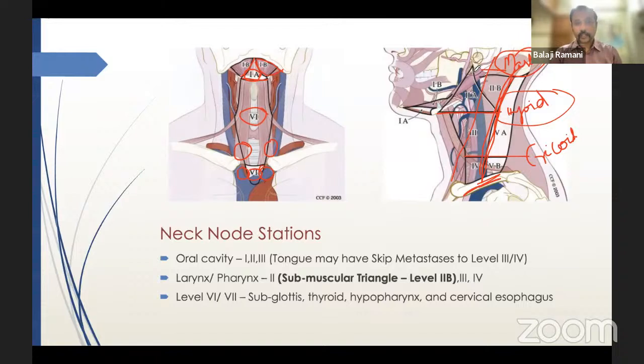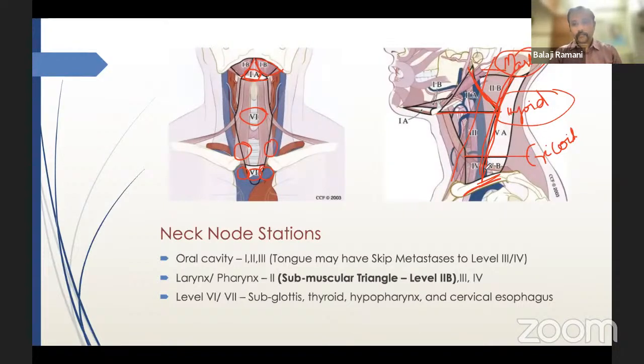Now you have level 2A and 2B, which is divided by the 11th cranial nerve, or the spinal accessory nerve. Whatever is anteroinferior is 2A, and posterosuperior is going to be 2B.